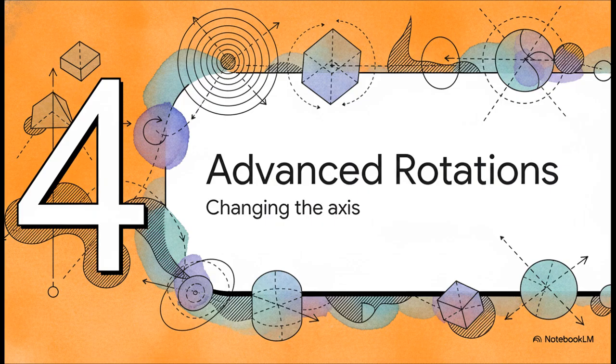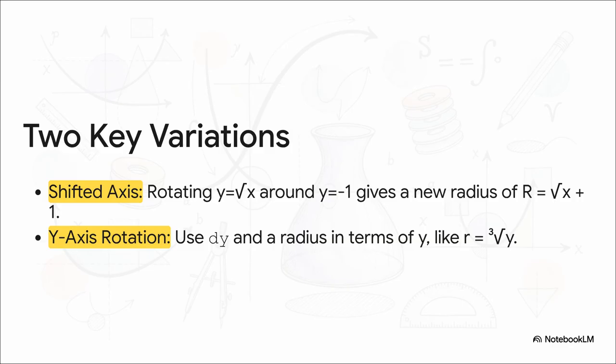We've totally got the basics down now, so let's level up a bit in Section 4, Advanced Rotations. What happens when we don't just spin around the plain old x or y axis? There are really two main variations you'll see. First, rotating around a shifted axis, say the line y equals -1. The trick is remembering that the radius is always the distance from the axis of rotation to the edge of your shape. So we just measure from top to bottom. That's our function, the square root of x, minus the axis, -1, that gives us a brand new radius of the square root of x plus 1.